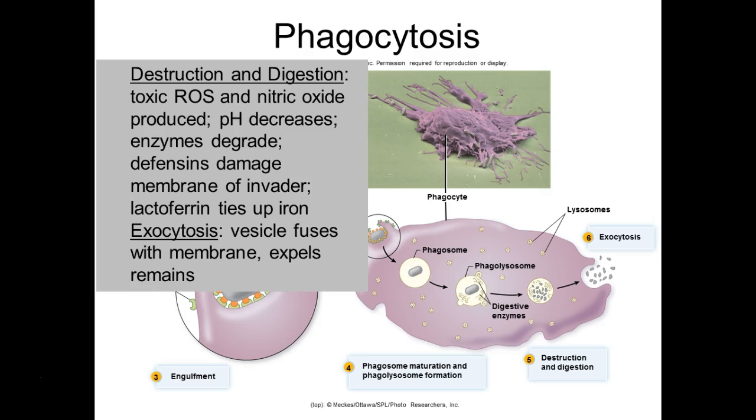Lactoferrin, again, has ferrin in its name, which refers to the element iron. And so we're going to really tie up iron because, again, iron is very important for metabolism, for pathogens, for microorganisms, for bacteria. And so we want to sequester that iron. And then the vesicle is going to fuse back with the membrane, and it's going to expel the remains.